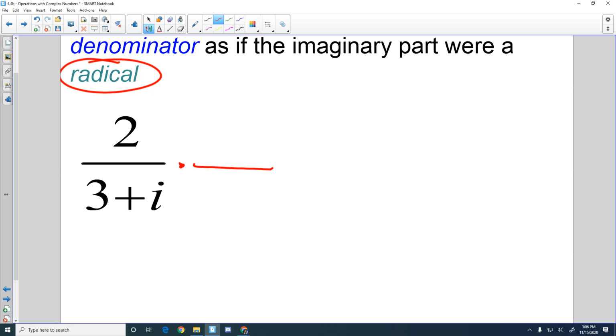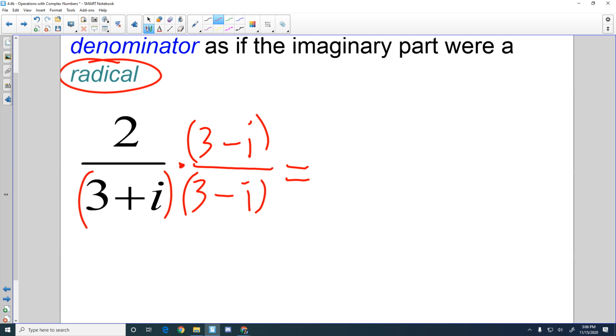So here I've got 2 divided by 3 plus I. The conjugate would simply be 3 minus I, which we multiply on the top and on the bottom. And when we multiply this, keep in mind these are all parentheses. So in the numerator, I would just distribute the 2 to each of those, which is nice and easy. 2 times 3 is 6. 2 times negative I is negative 2I.